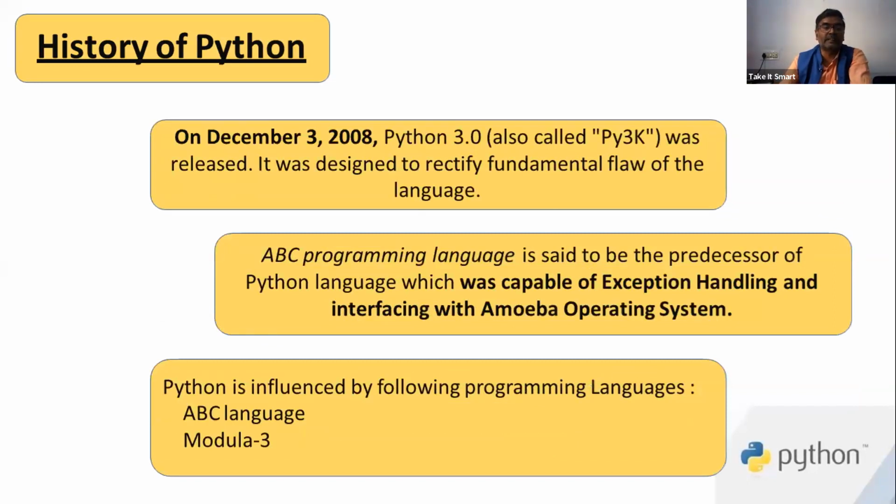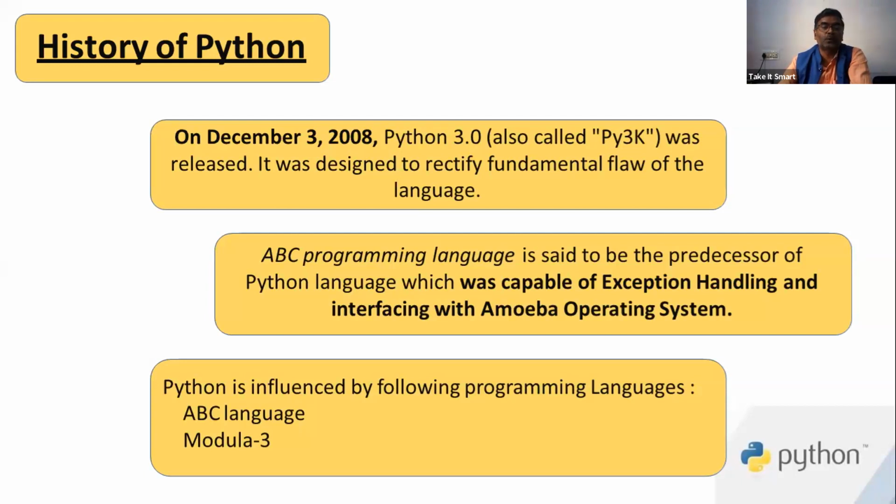Its popularity exactly started from 2008, when Python 3.0, also called Py3K, was released. It was designed to rectify the fundamental flaws of the language.